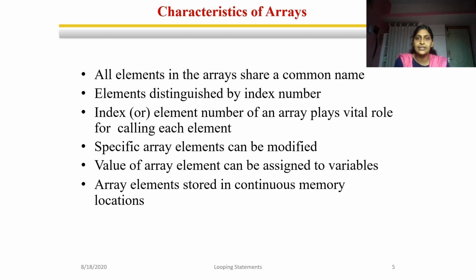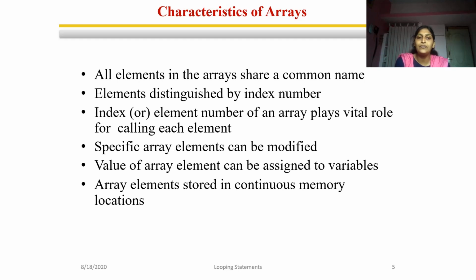Some of the characteristics of an array. All elements in the array share a common name. It is one of the important things we need to highlight in an array. Second, we know that a number of data items are stored under a common name, so to retrieve the data we need some identification. So each and every data item is held with an index number. The index number starts from 0. The index, or element number, of an array plays a vital role in calling each element.